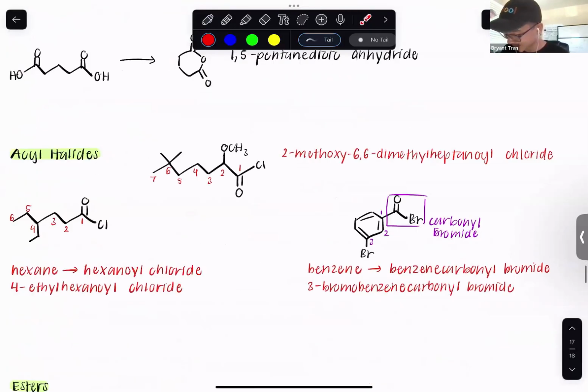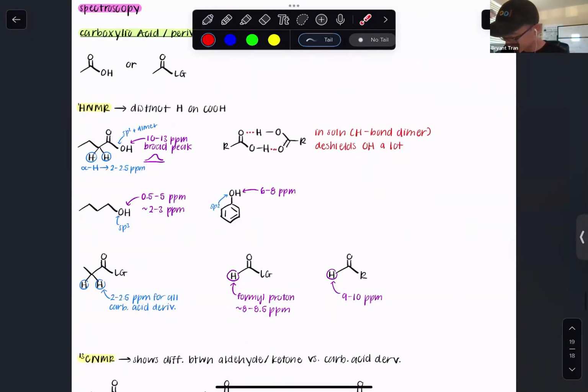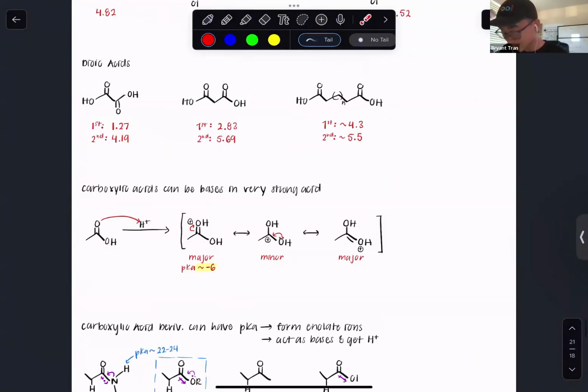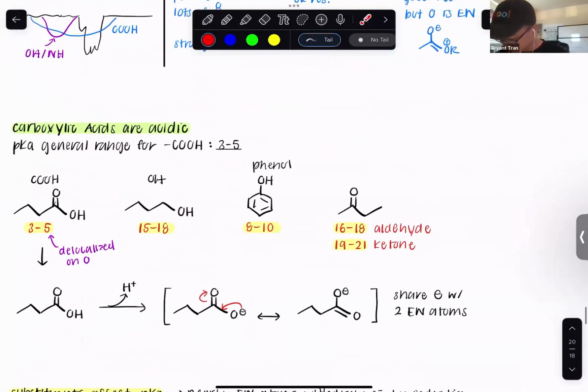Nomenclature, I don't really want to go through that, but we could practice that next time if you guys want to. Then spectroscopy, I don't really want to go over that. And that's going to be it for this session. Oh, acid-base stuff. Acid-base stuff is pretty important. Let's go over that. Okay, so acid-base.